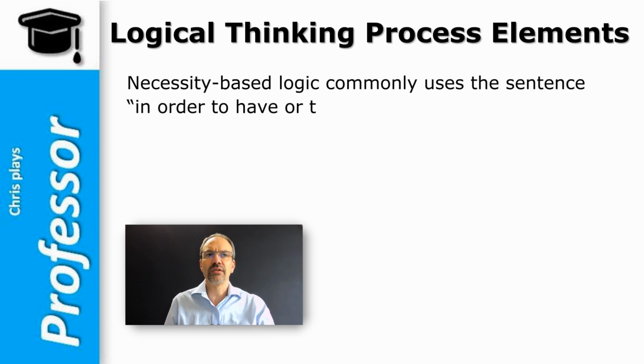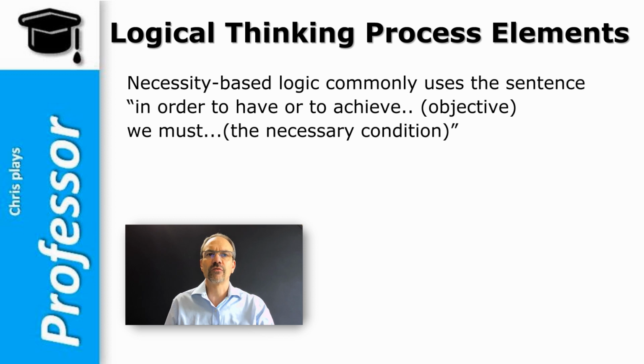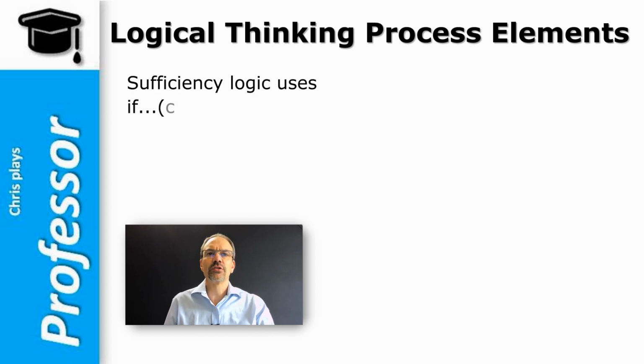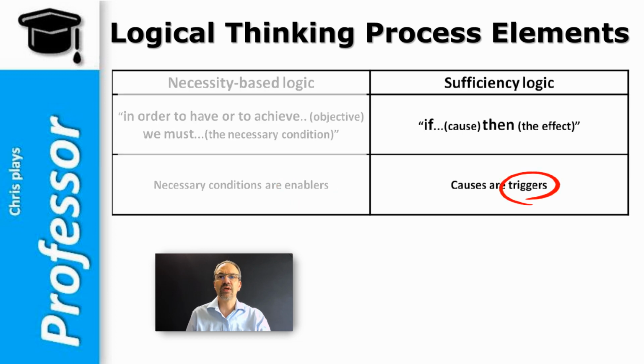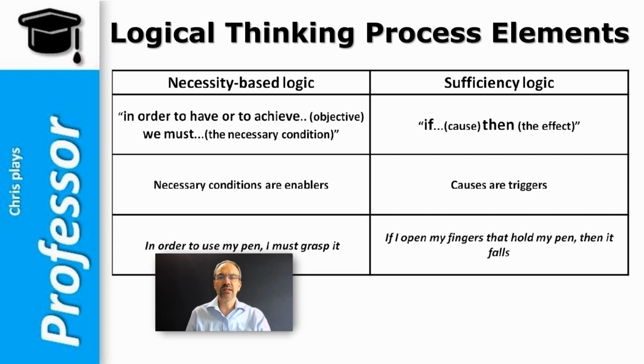Necessity-based logic commonly uses the sentence "in order to have or to achieve," and then the objective, "we must," the necessary condition. Sufficiency logic uses "if," then we state the cause, then we state the effect. One important thing to remember, in necessity-based logic we are dealing with enablers, while in sufficiency logic we are dealing with triggers. Grasping the pen enables me to write with it, but the writing does not happen just by grasping the pen. Opening my fingers triggers the pen to fall. The fall starts as soon as my fingers stop holding the pen.